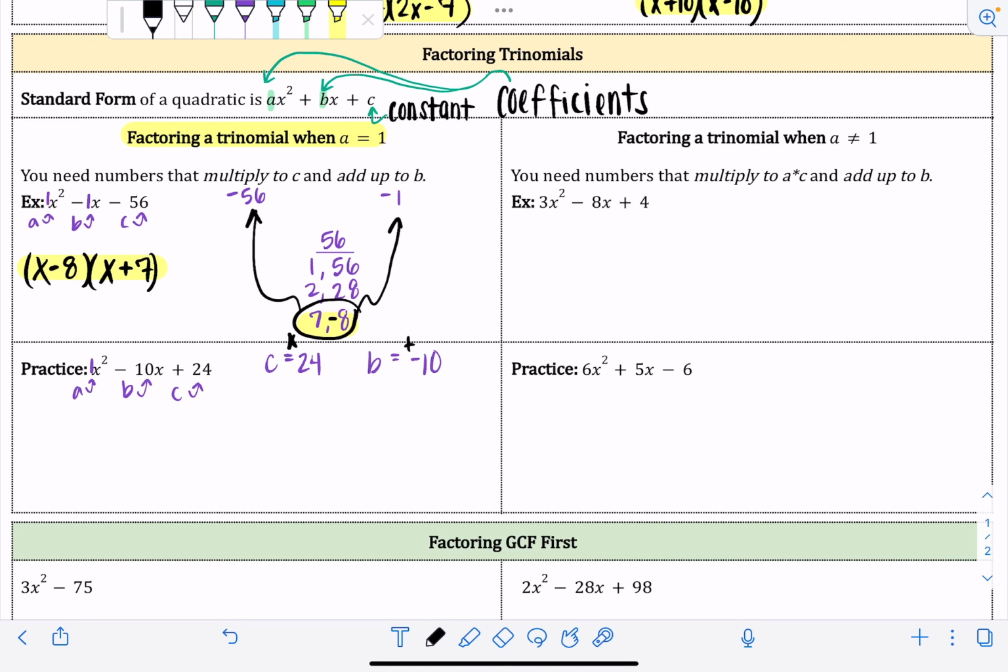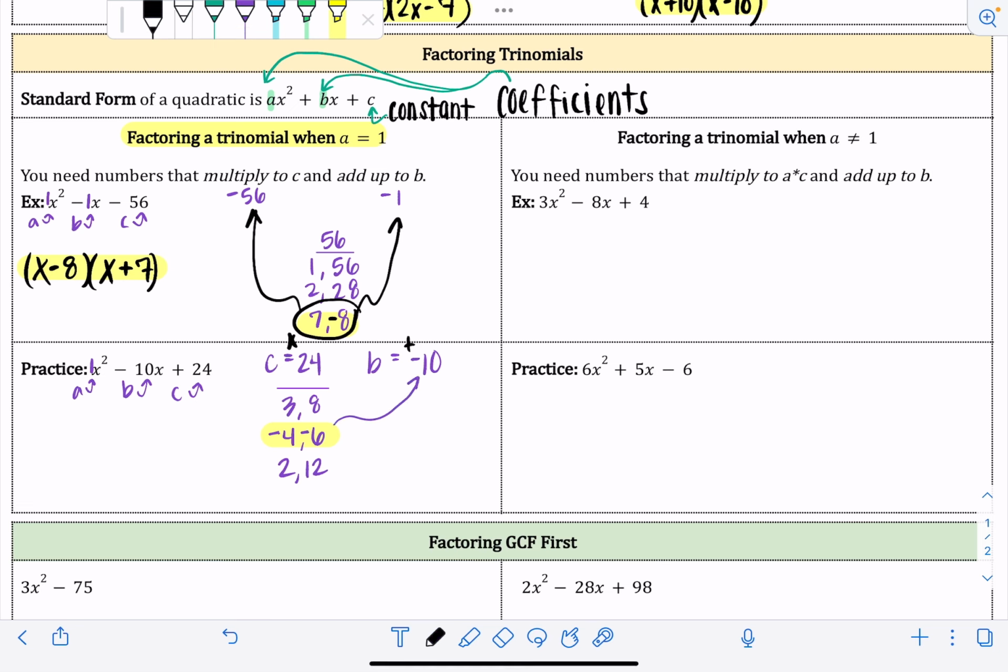So for multiplying to 24, we can say 3 times 8, that's not going to add up to 10. And then we can say 4 times 6 or 2 times 12. And in this case, they're multiplying to a positive 24. So both numbers would have to be the same sign. They would either have to be positive, positive, or negative, negative to multiply to a positive number. So if they both have to be the same sign, then I have to use the 4 and the 6 and make them both negative in order to add up to negative 10.